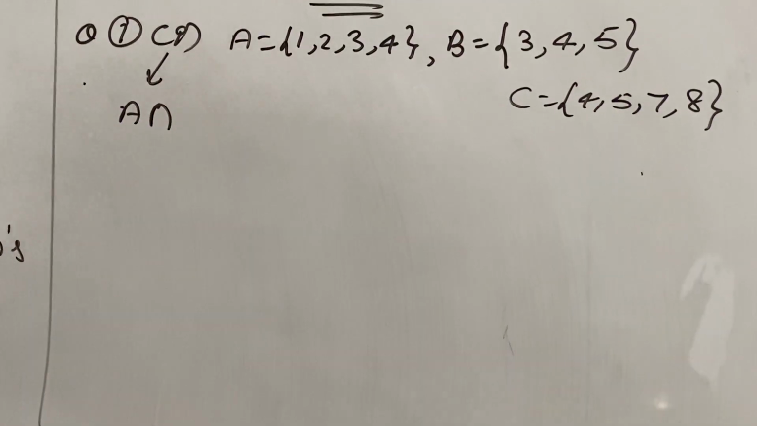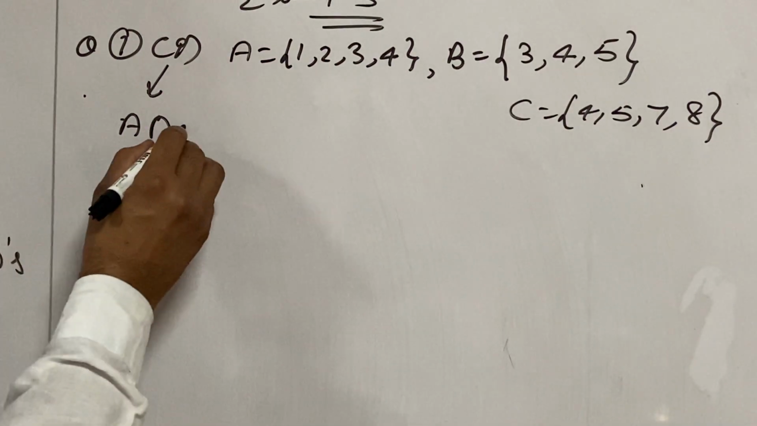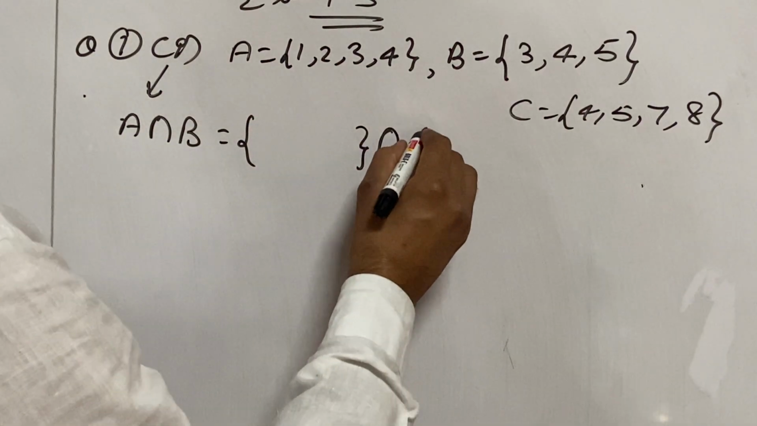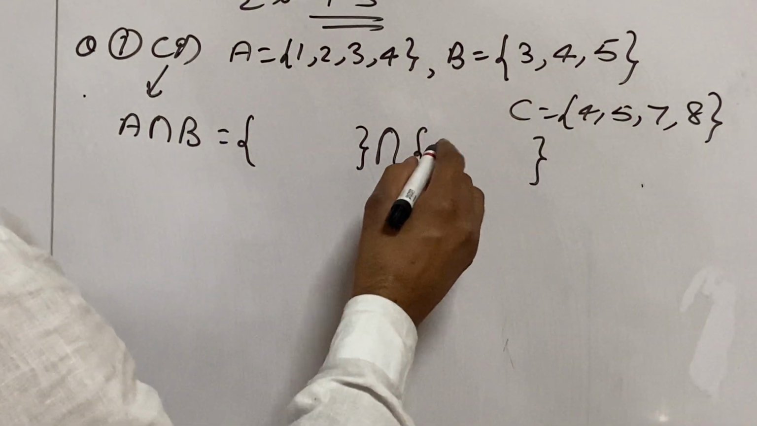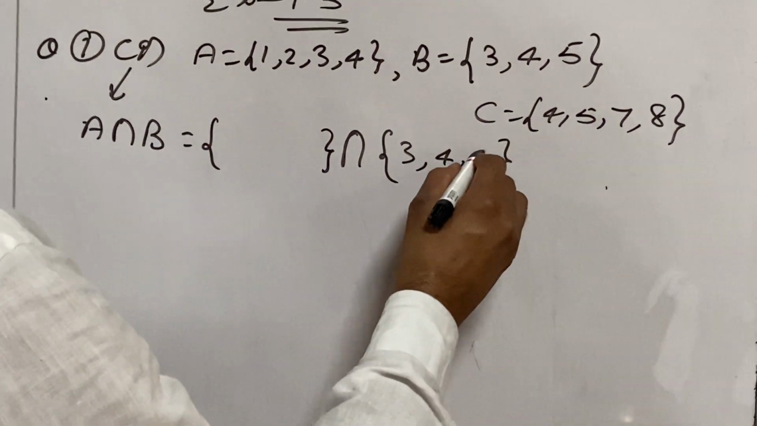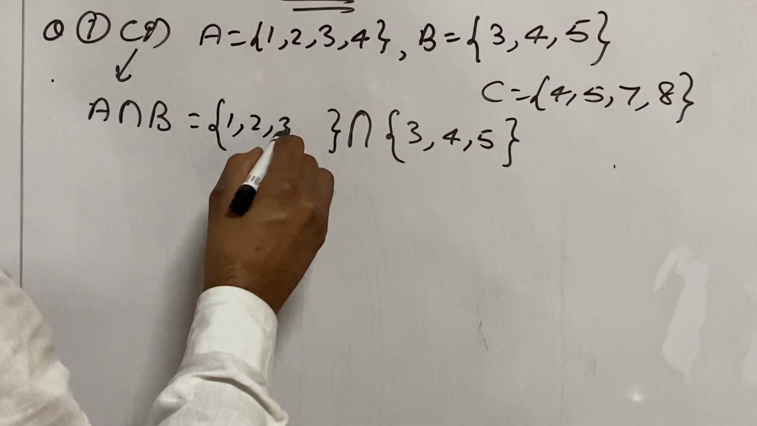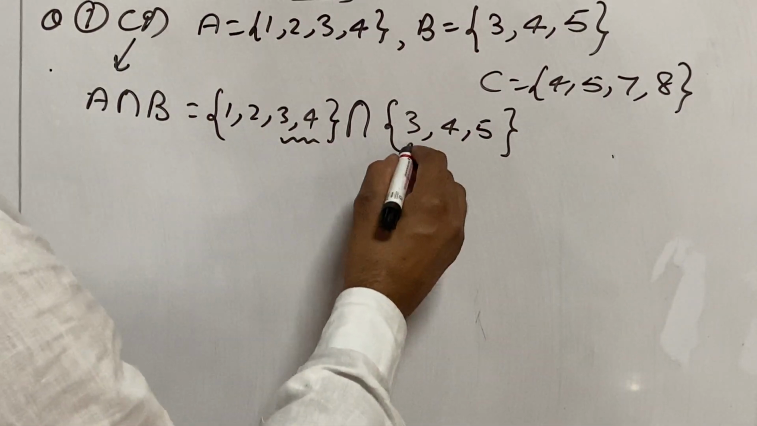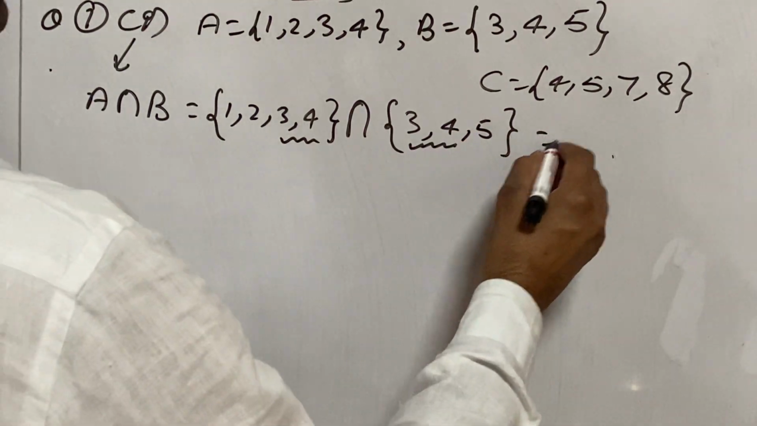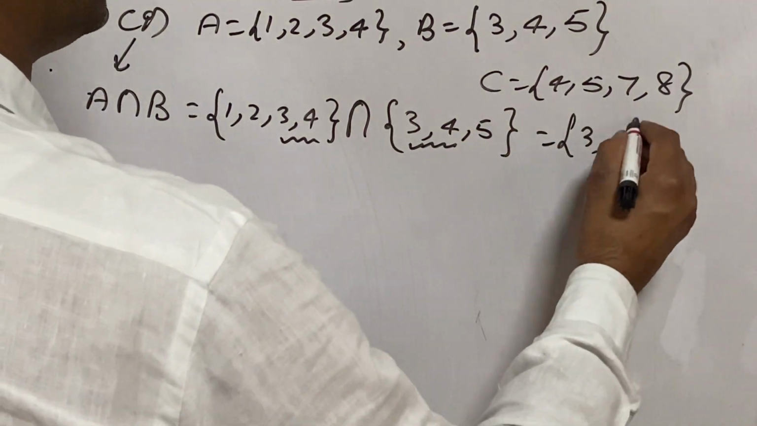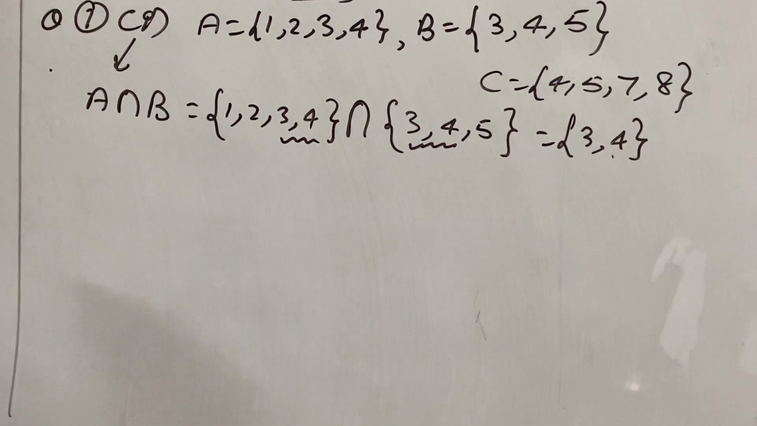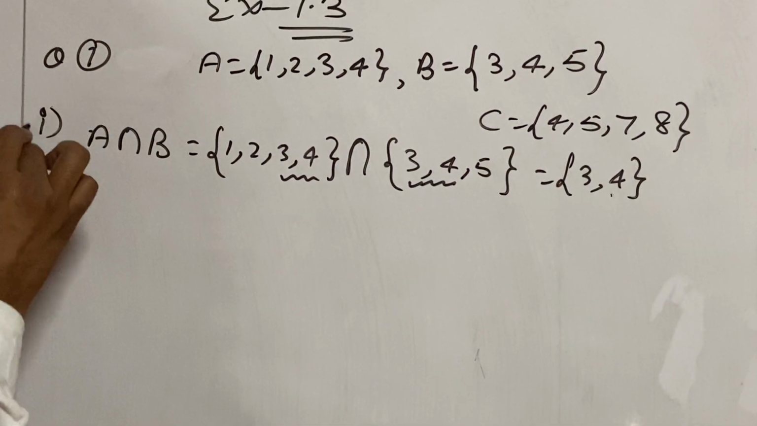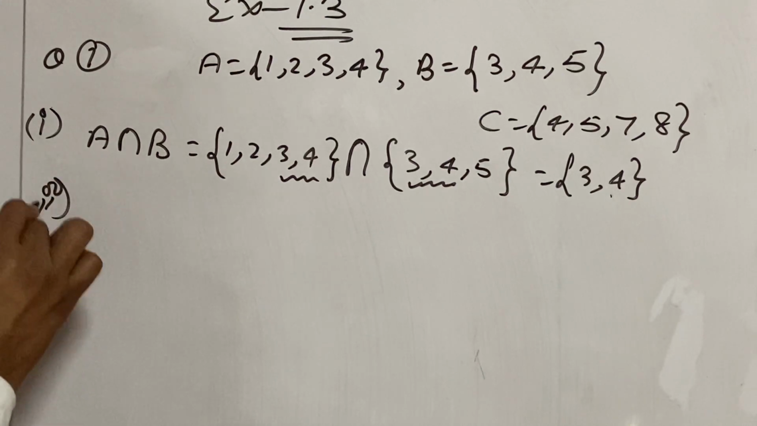A intersection B. B has 3 4 5 and A has 1 2 3 4. What is common in these? 3 and 4. 3 and 4 are common in both. So 3, 4 lies in the intersection of A and B. And you can write down this is part first. Now this is part second.